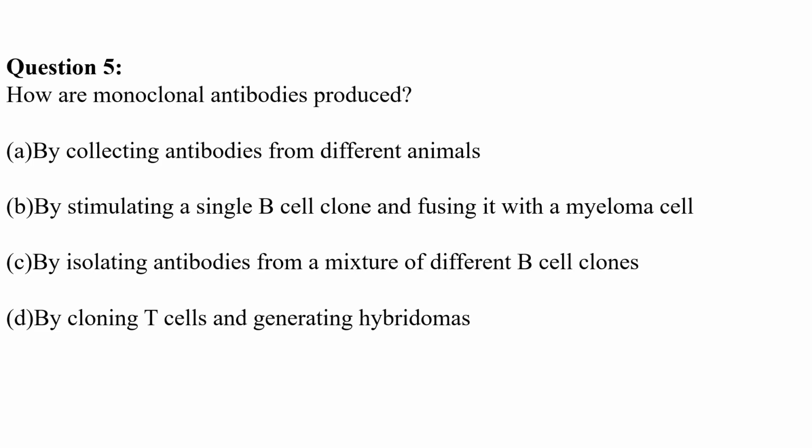Question number 5. How are monoclonal antibodies produced? Option A, by collecting antibodies from different animals. Option B, by stimulating a single B cell clone and fusing it with myeloma cells. Option C, by isolating antibodies from a mixture of different B cell clones. And option D, by cloning T cells and generating hybridomas.